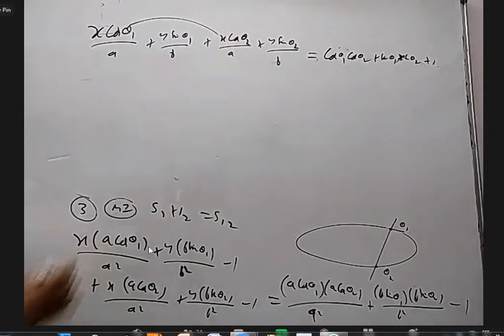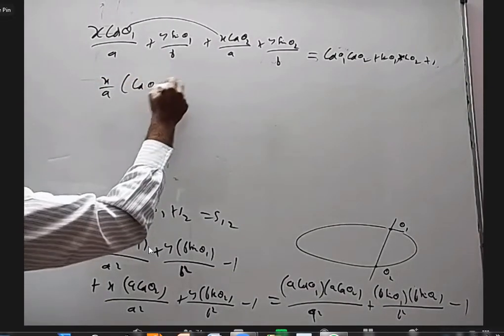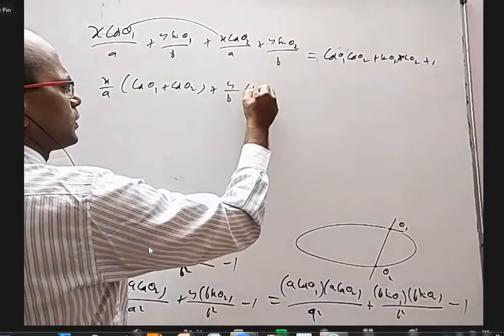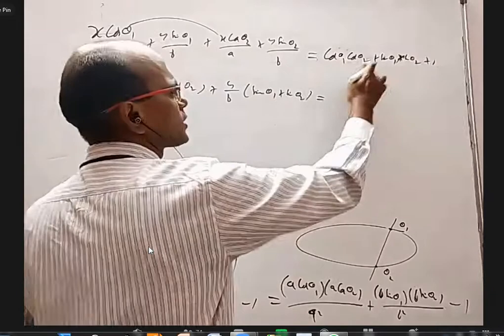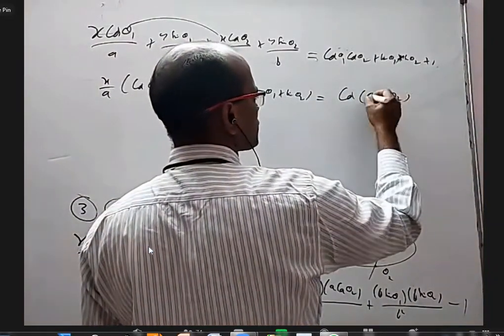From this and this, I can take x by a common. I will get cos theta 1 plus cos theta 2. From this and this, I can take y by b common, sin theta 1 plus sin theta 2. This is cos a cos b plus sin a sin b, which is cos a minus b. I will get cos of theta 1 minus theta 2 plus 1.